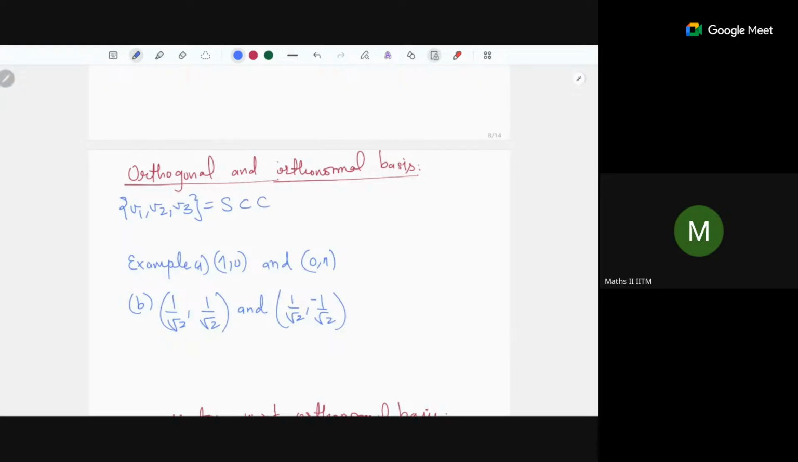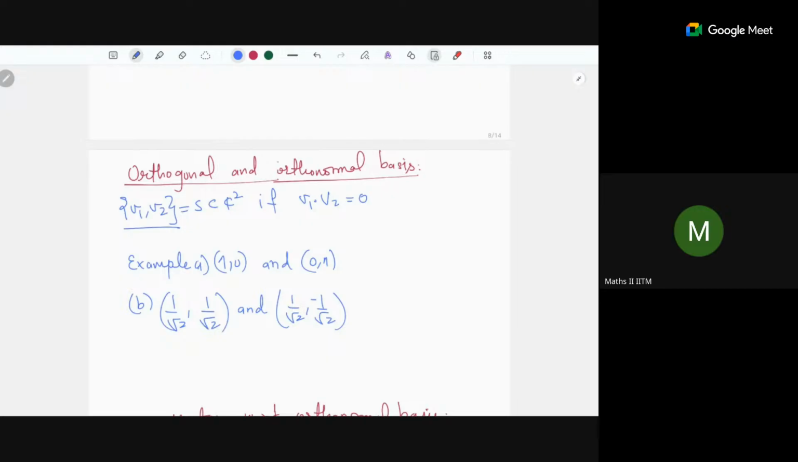A set of vectors S in, let's say, C2. They are said to be orthogonal to each other, let's say two vectors, if V1 is perpendicular to V2, or the dot product is equal to 0. Such a set is called an orthogonal set.